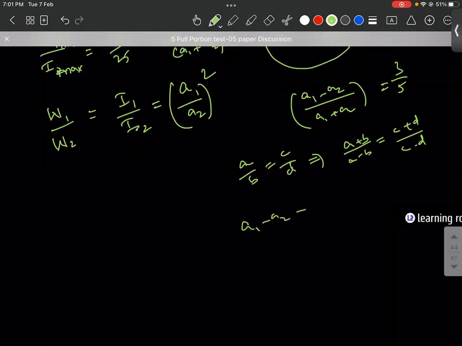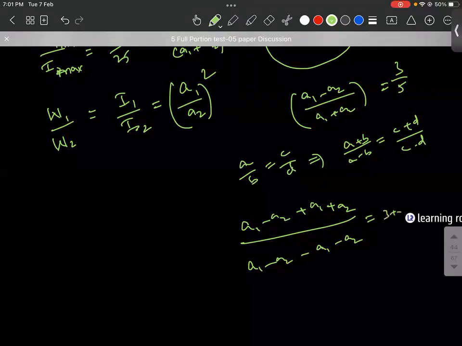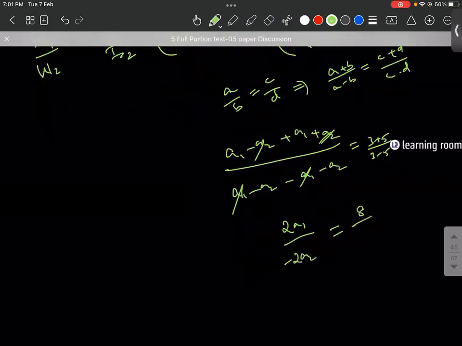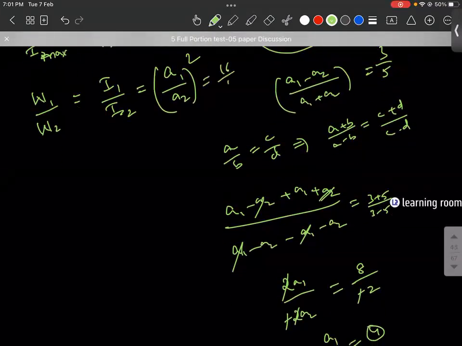So (A1 minus A2 plus A1 plus A2) by (A1 minus A2 minus A1 minus A2) is equal to (3 plus 5) by (3 minus 5). So A2 and A2 will get cancelled, A1 and A1 will get cancelled. So 2A1 divided by minus 2A2 is equal to 8 divided by minus 2. Minus and minus are gone, 2 and 2 are gone. So A1 by A2 will be 4. A1 by A2, the whole square, will be 16:1.